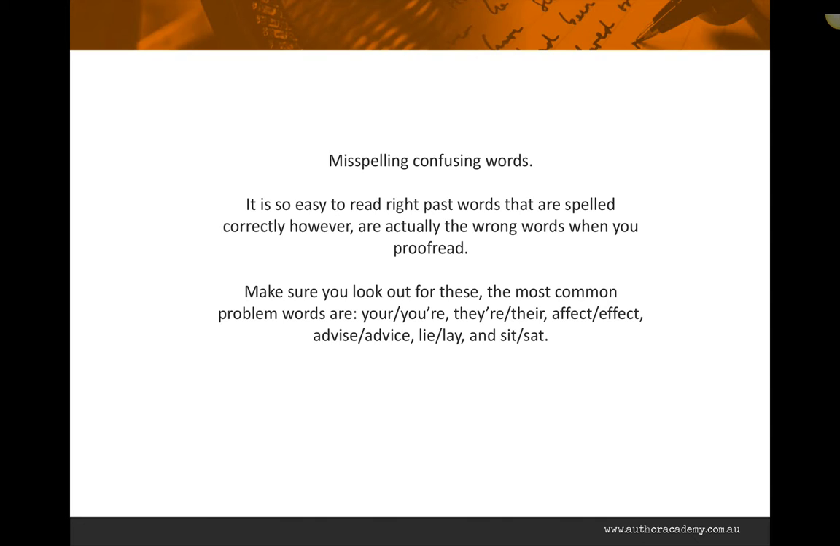The other thing is misspelling or confusing words. It's so easy to read right past words that are spelled correctly, however are actually the wrong words, when you go to proofread. So make sure you look out for these. The most common problem words are your or you're, there or their or they're, affect or effect, advise or advice, lie or lay, and then there's sit or sat.